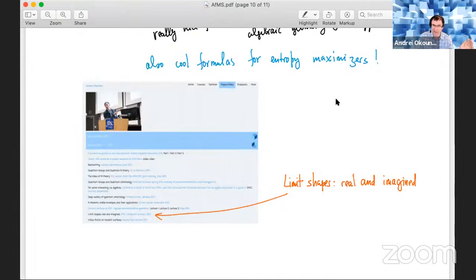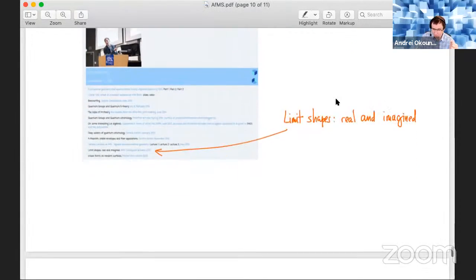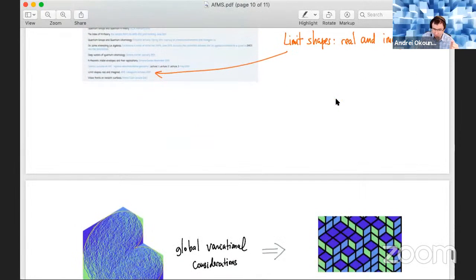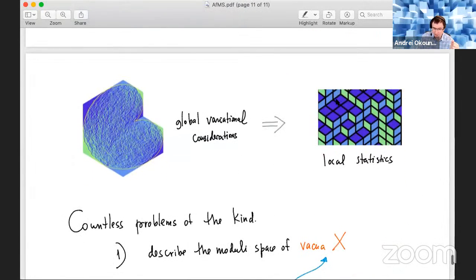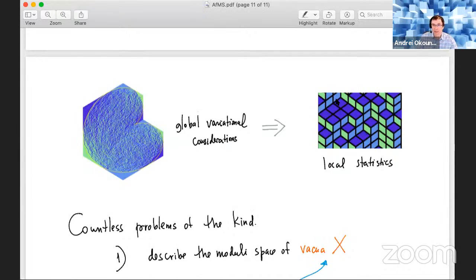Once you finished with Rick's lectures, maybe you can look at my notes called "The Limit Shapes Are Real and Imagined," and it can be found on my website. But one application which I'd like to mention is that this sort of thing.